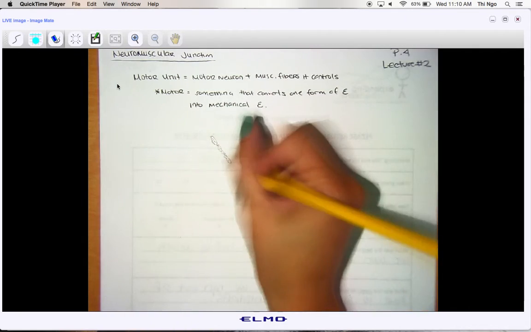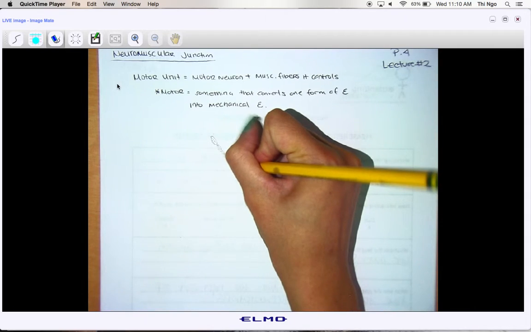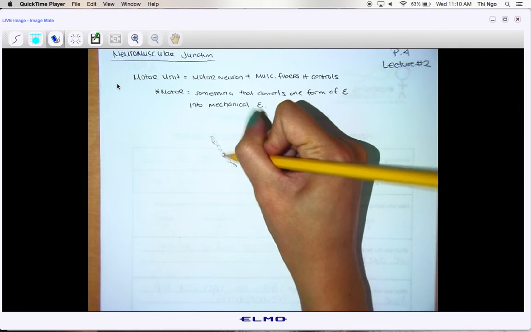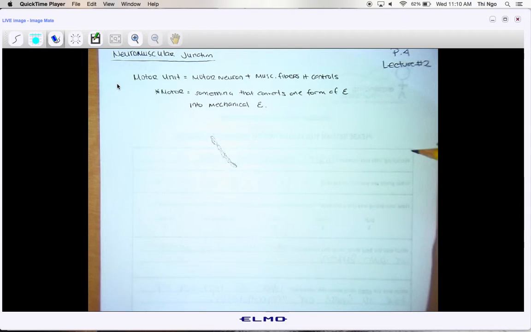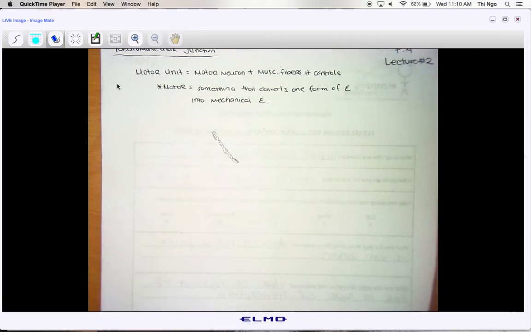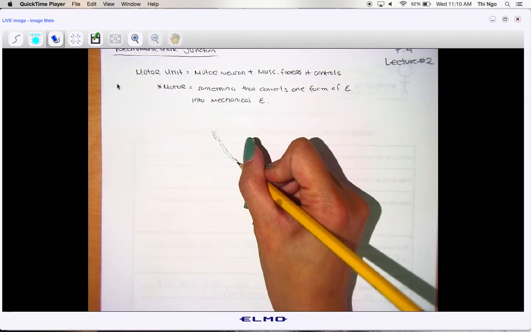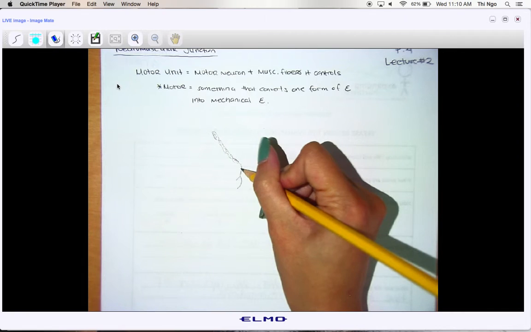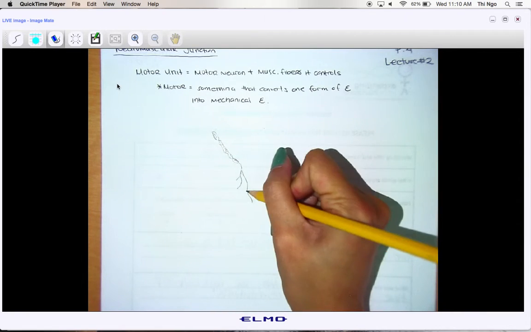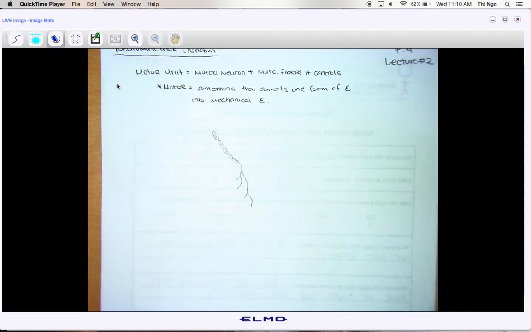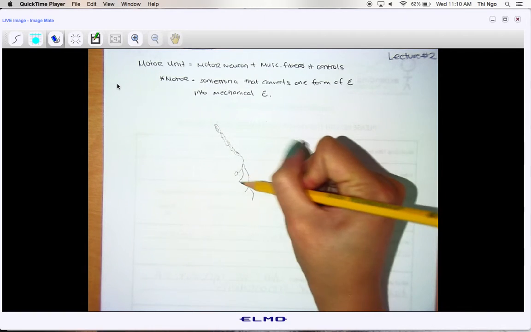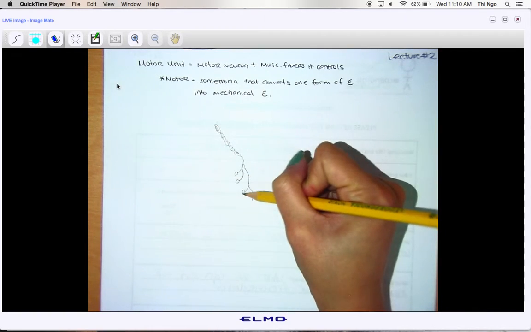Oh, I'm coloring it in, but I guess it's not showing very well. So I'm coloring in the whole thing. And at the end of a motor neuron, you have these little branches or little antennae that come off of it. And at the end of these branches, you have this structure, which we'll zoom in on later.